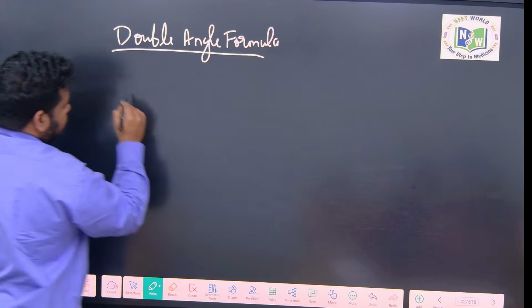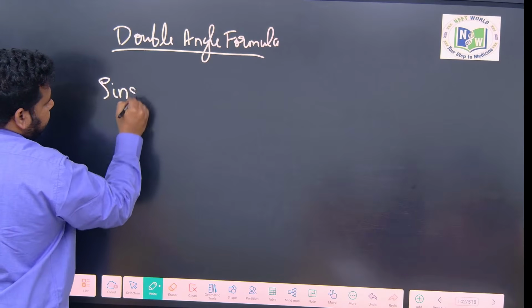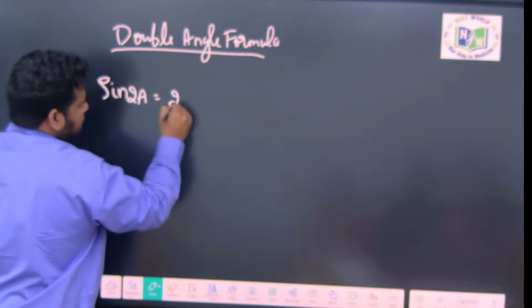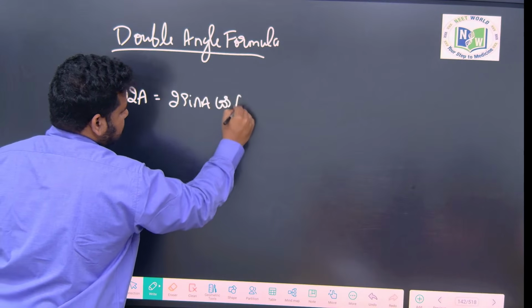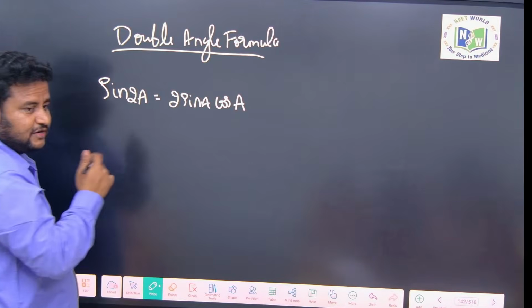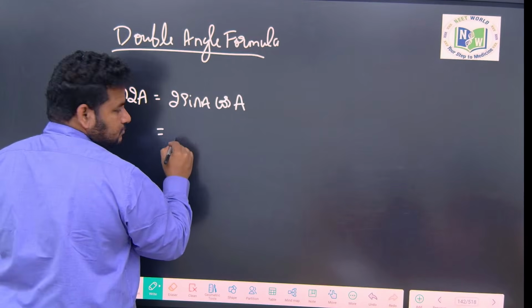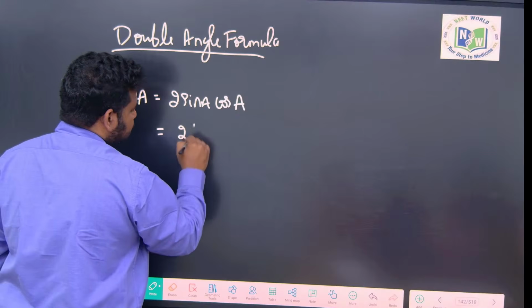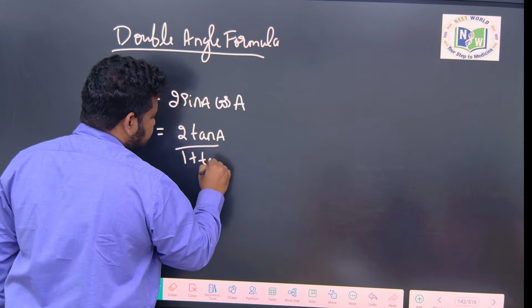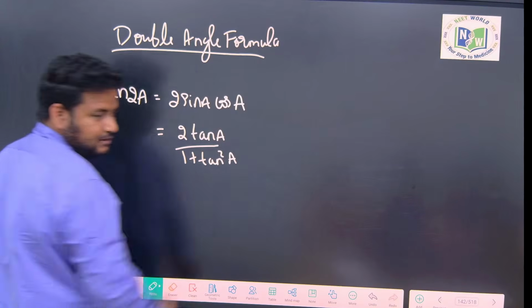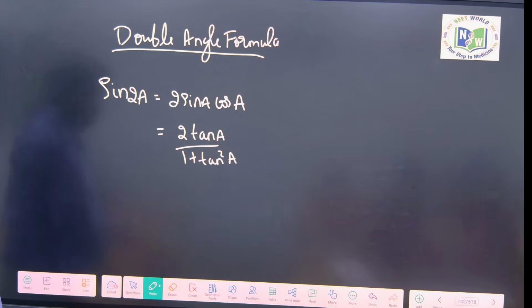Now, sin 2a can be written as what? 2 sin a cos a. But in terms of tan, it can be written as what? 2 tan a by 1 plus tan square a. This I know, you know.